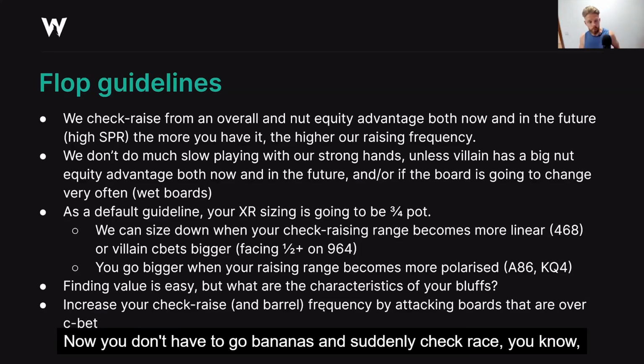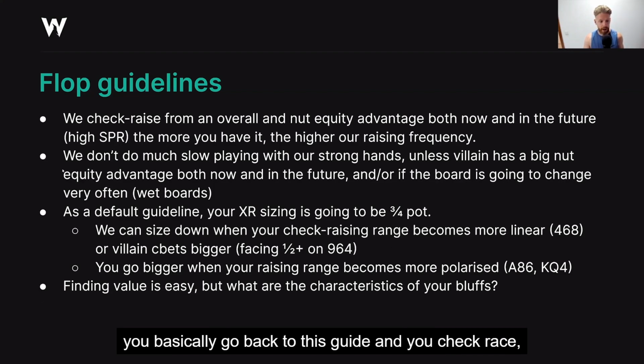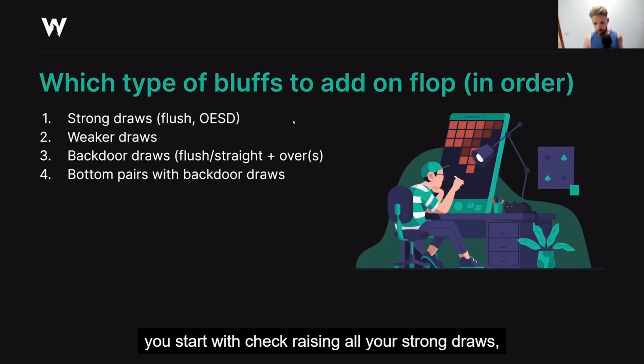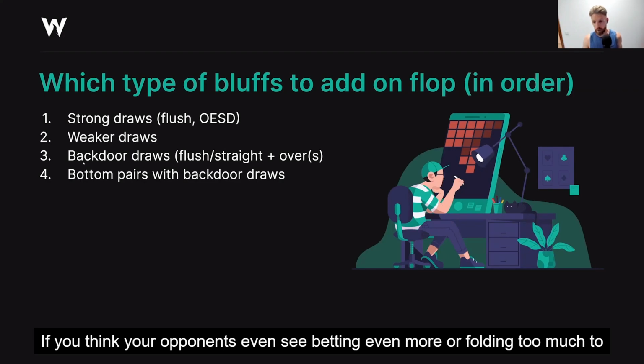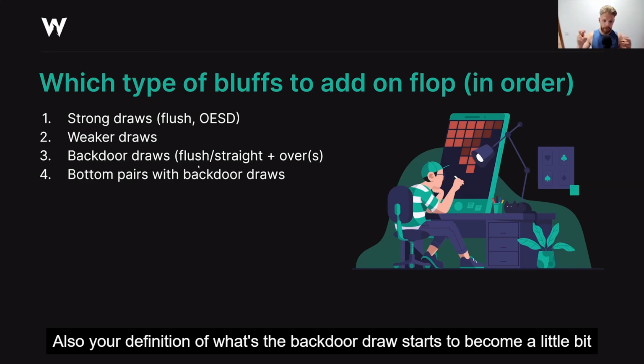Now, you don't have to go bananas and suddenly check raise complete nonsense hands. No, you basically go back to this guide and you check raise. You start with check raising all your strong draws. Then you start to check raise all your weaker draws. If you think your opponent's c-betting even more or folding too much to check raise, you check raise all your backdoor draws. Also, your definition of what's a backdoor draw starts to become a little bit looser.